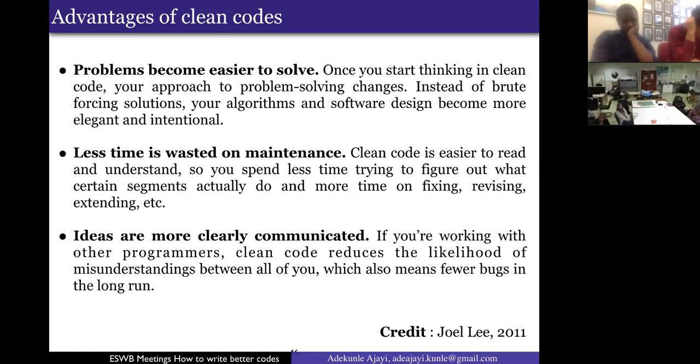So number 3 is ideas are more clearly communicated. If you write clean code, 1,000 lines of code, 100 lines of code, and you pass it across to somebody else, they understand it easily. They don't have a problem digesting what you've written. If you are involved in a community where you are developing software packages, and you need to write a lot of code and put it on GitHub, then your colleagues will not have a problem understanding your code, and it will make life easier for everyone.